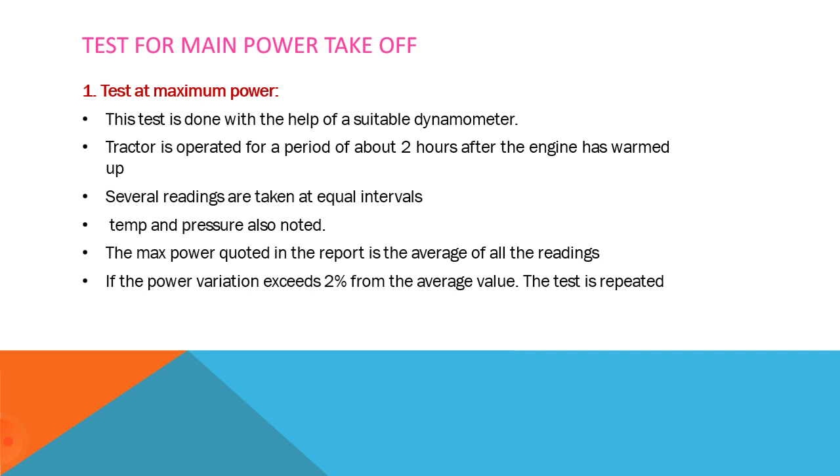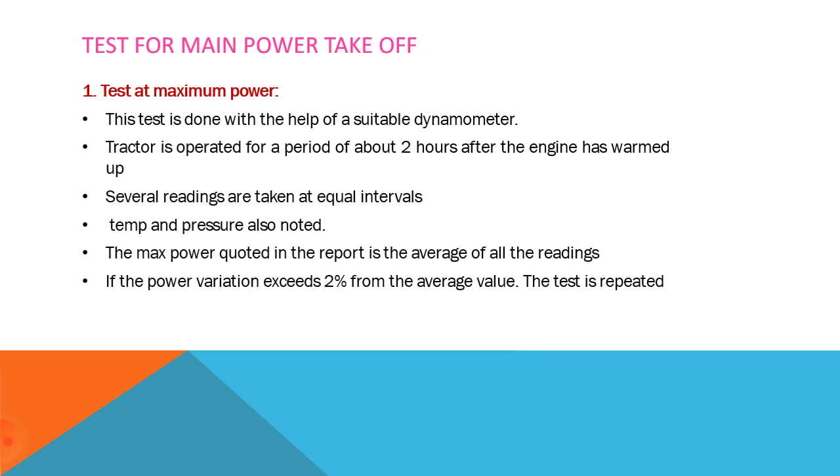The maximum power is the average of the 6 readings taken at equal intervals over the 2 hours. The average of all 6 readings gives the maximum power value. If the power variation exceeds 2% from the average value, then the test is repeated.